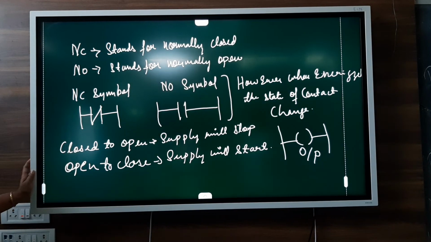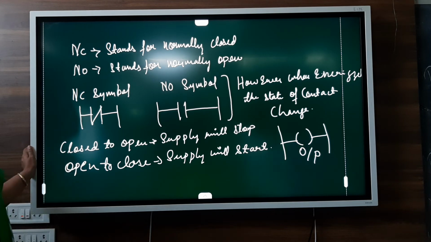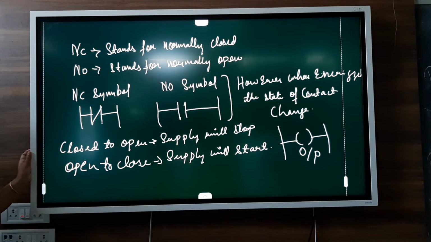Now we'll try to understand the contacts which we use in the ladder diagram. One is NC and the other is NO. These are the two types of input contacts, named normally closed and normally open. The symbols for NC and NO are shown on the screen. Whenever you see a closed contact, there is a flow of current in the circuit. With NO, the flow is stopped in your circuit.